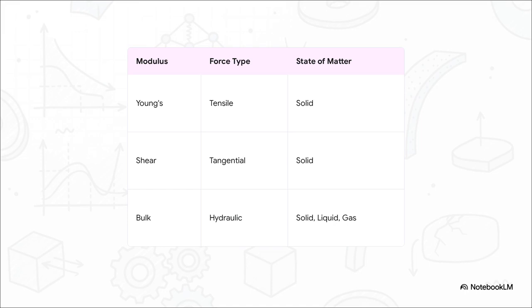And this table really illustrates the wider physics landscape here. We've actually got three main moduli. Young's modulus measures linear stretch, and shear modulus measures shape distortion. And notice that both of these apply only to solids, because, well, only solids have a fixed shape to begin with. But the bulk modulus, that measures resistance to uniform volume compression, and it applies to solids, liquids, and gases alike. Why? Because absolutely everything can be squeezed if you apply enough pressure.